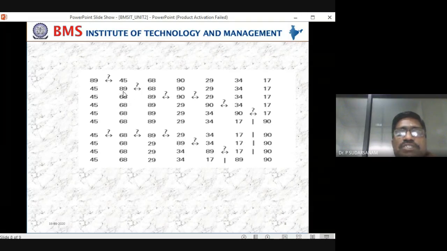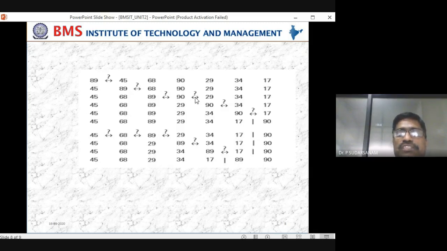So now swap these two. Now 89 and 68. 68 is less than 89. Yes, so swap these two, 68 and 89. Now, 90 is less than 89? No, no need to do any operations.